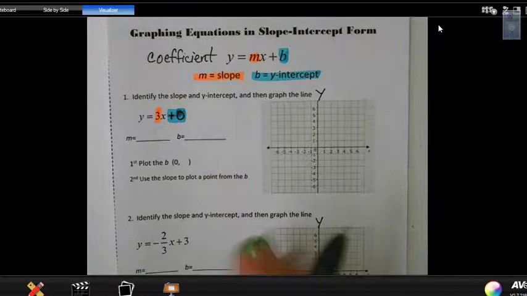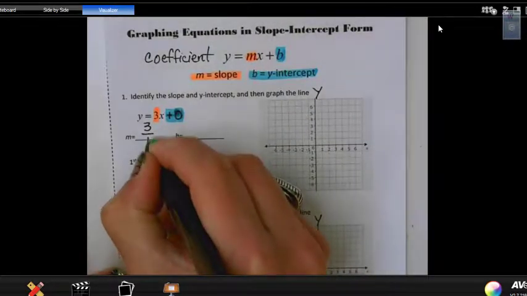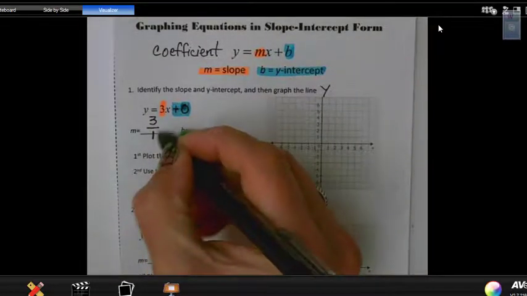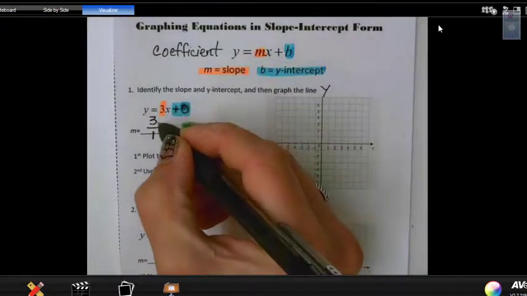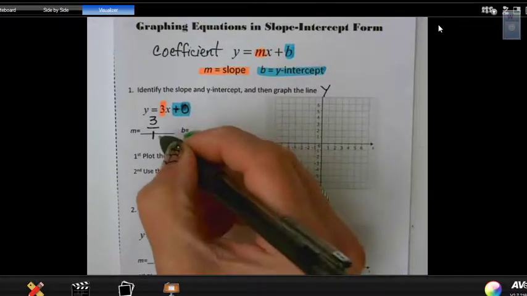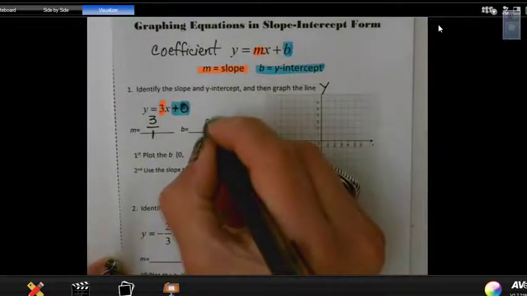And now I'm going to fill in m equals 3, and I'm going to put that over 1. Remember, slope is a constant rate of change. It's rise over run, the change in y over the change in x. And any integer is always over 1. It doesn't change. 3 divided by 1 is 3. But that 1's important. We're going to have that for the run. And then our y-intercept is 0.